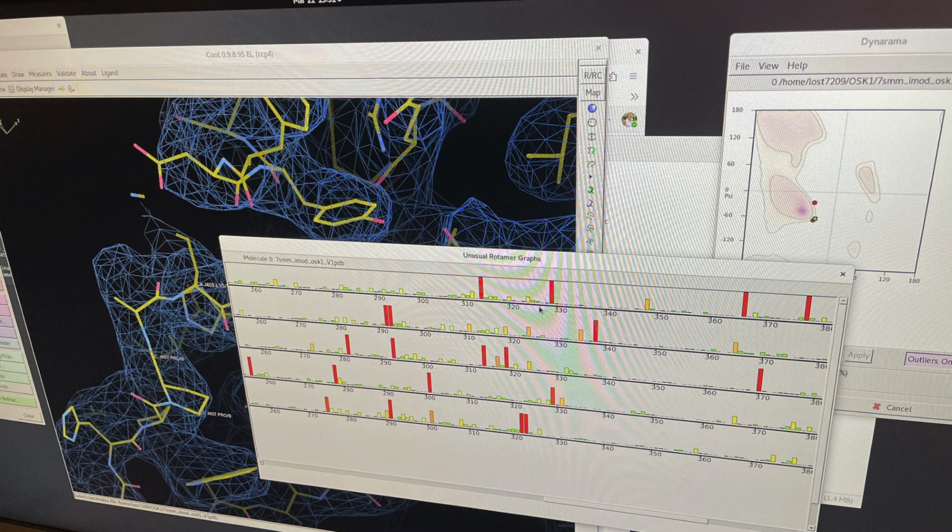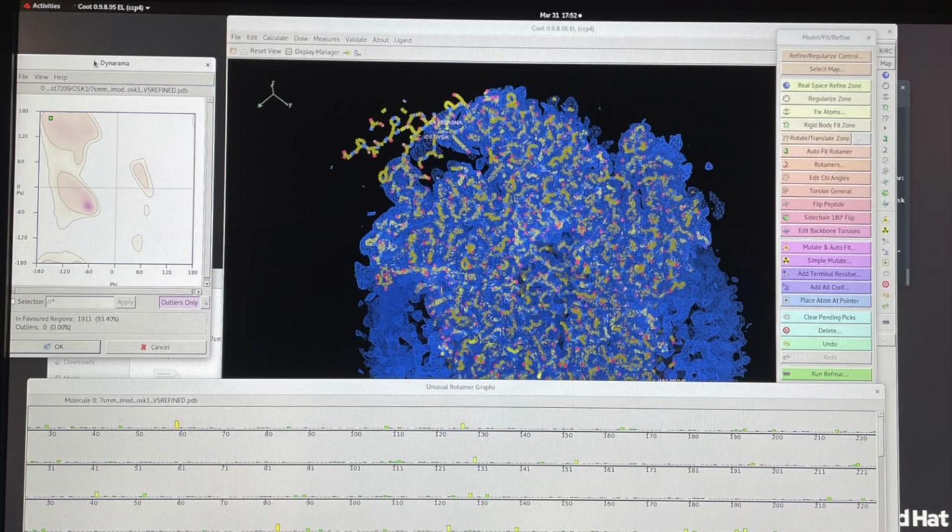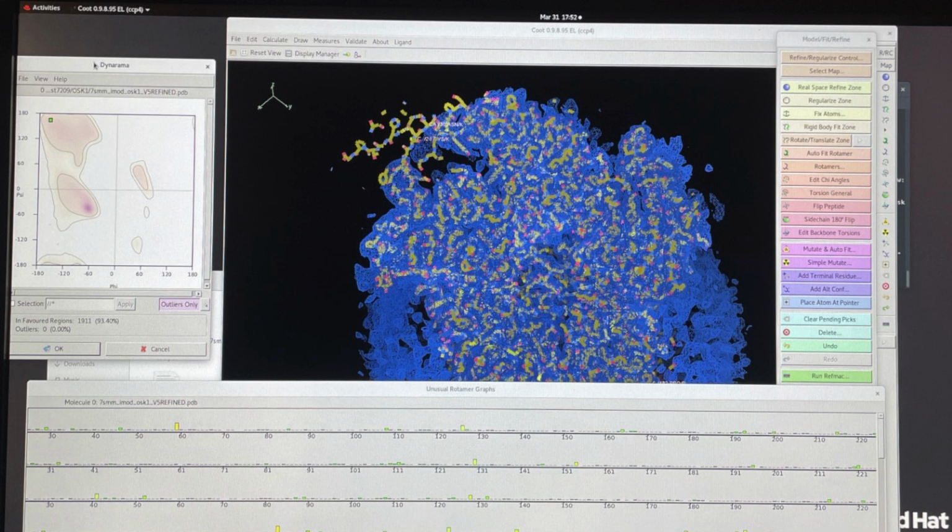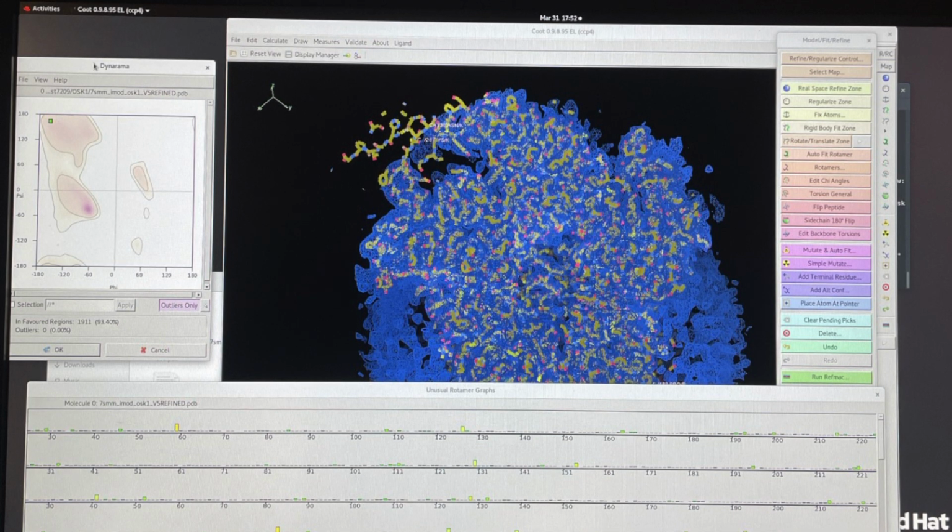Then moving on, we can see this is the finalized structure, no more rotamer outliers, and the Ramachandran plot looks pretty decent. So this means that all of the amino acids in this receptor as well as the toxin have bond angles that fit with our current understanding of how they should be allowed to bend. And that basically leads us to, we now have a pretty decent structure and we can start doing data analysis.